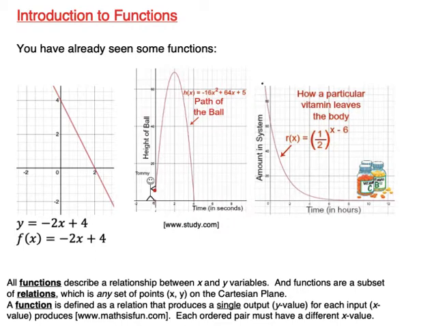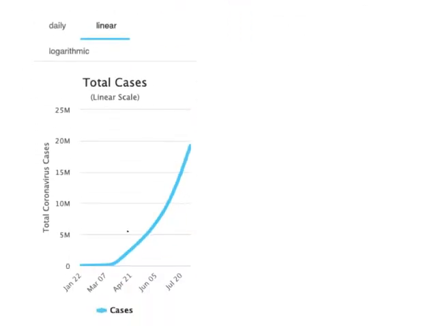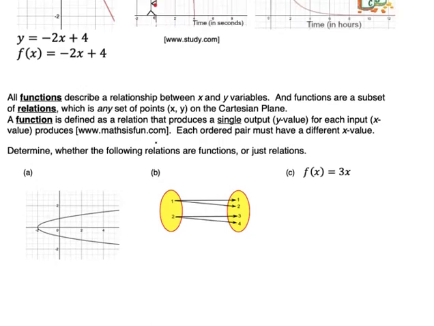Okay, this is an example of when you take a vitamin that after a while, that it leaves your body. Another quick example of a function is the total cases of the COVID-19 up to today being August 7th. And so that can also be modeled by a certain function.